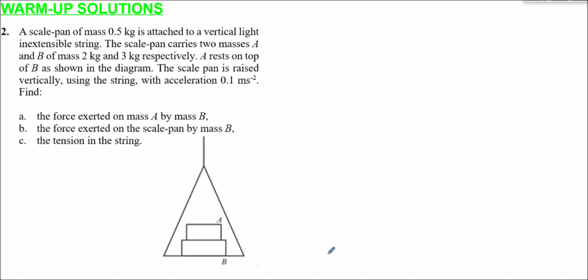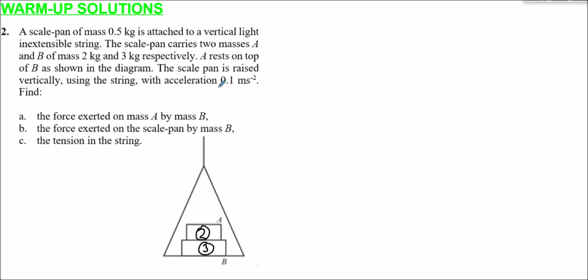So now we have a dreaded scale pan. You may have encountered one of these from year 12. This time we've got a scale pan of mass 0.5 kilograms attached to a vertical light inextensible string. The scale pan carries two masses, A and B, of mass 2 kilograms and 3 kilograms respectively, so we may as well add this information on. That's 2 kilograms, that's 3 kilograms. A is on top of B, like you can see. The scale pan is raised vertically using this string with acceleration 0.1 meters per second squared. Find the force exerted on mass A by mass B.